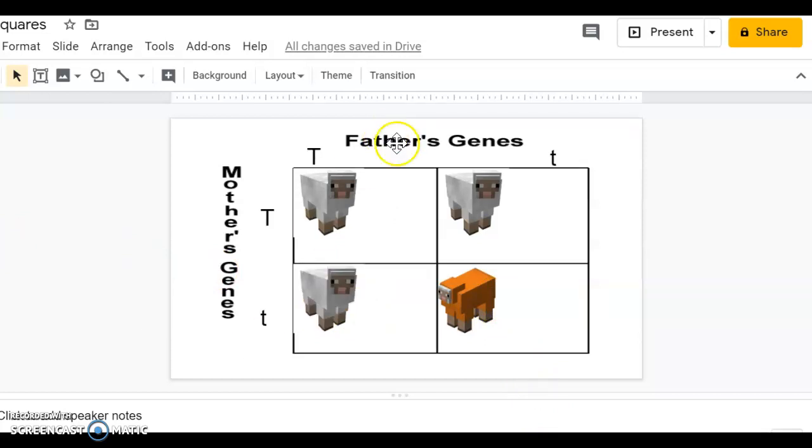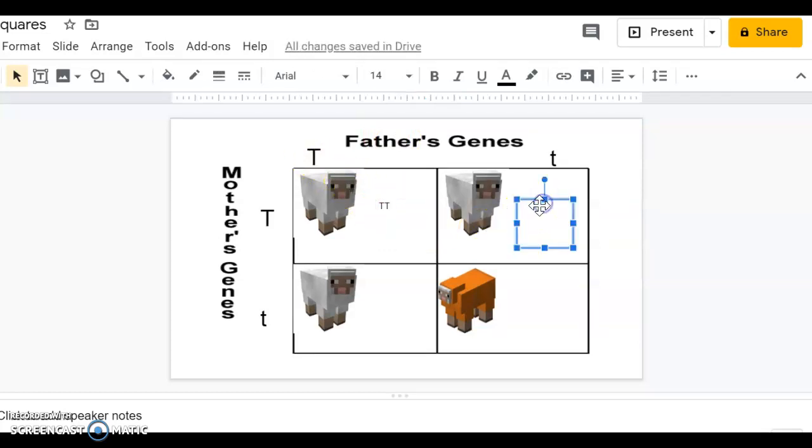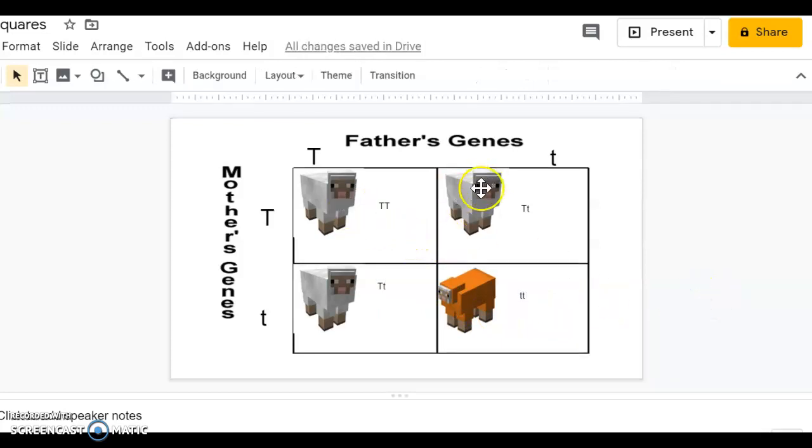Now if we go to the next one, same kind of idea. You'll get big T, because we're multiplying. Big T, little t, little t, big T, little t, little t, little t. So we have one white sheep because we have two dominant alleles. We have two that are big T, little t, but the dominant allele, the big T, is going to show through. So we have three white, and we have a little t, which is orange.